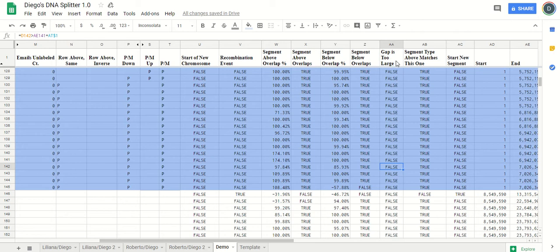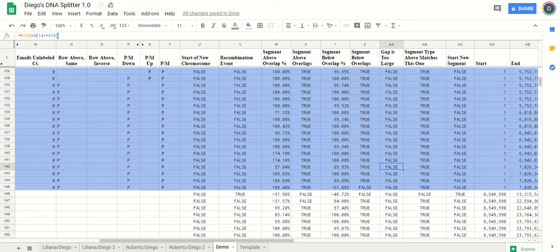This one about the gap being too large, I think the idea behind this one is if there is a big gap between this segment and the previous segment, then it can no longer be considered as overlapping. So what it says is if the end of the previous segment plus the 3.7 million that I say is the minimum length of a segment, if the current beginning is greater than those two, then the gap is considered to be too far.